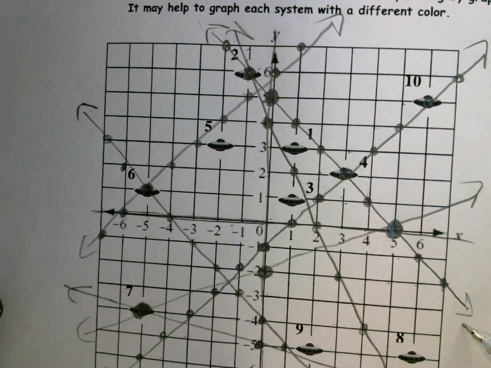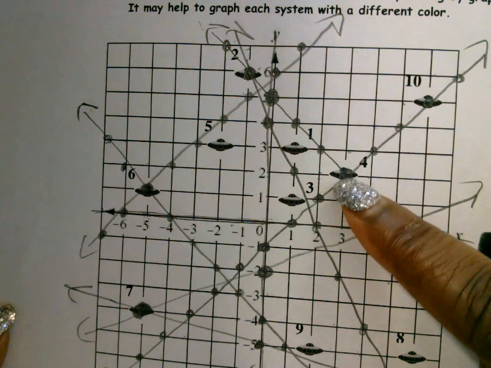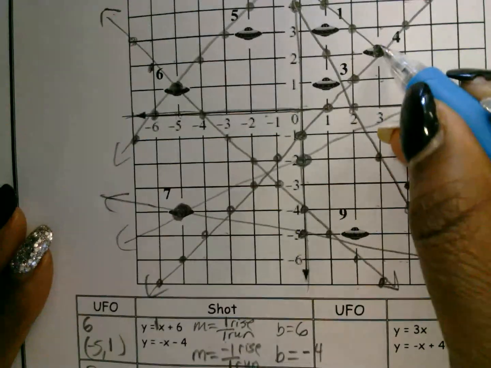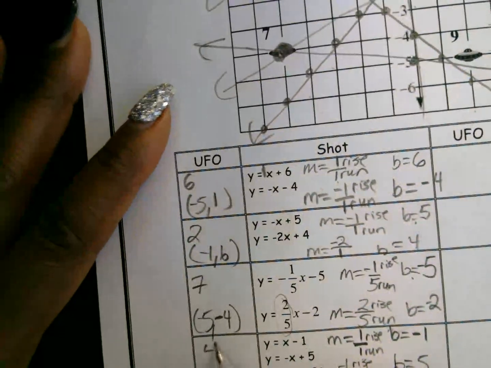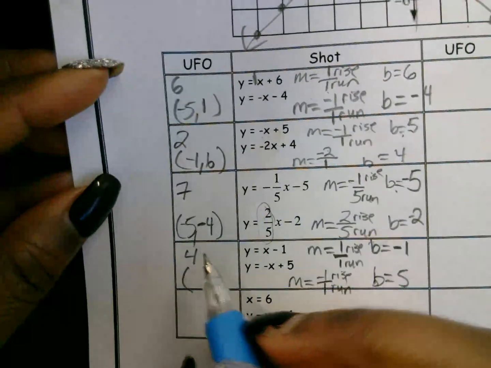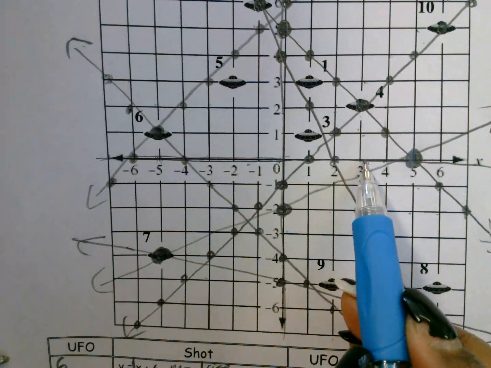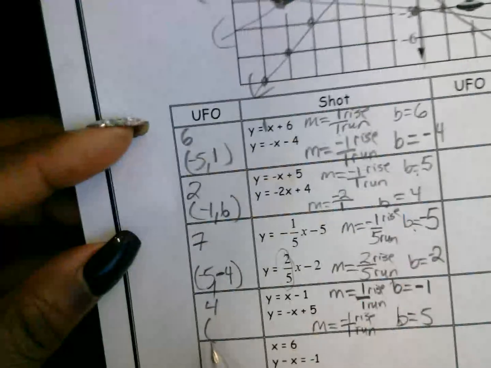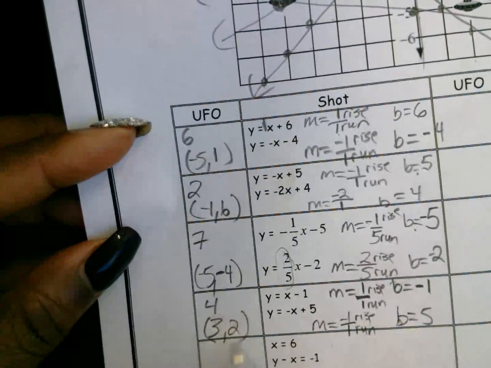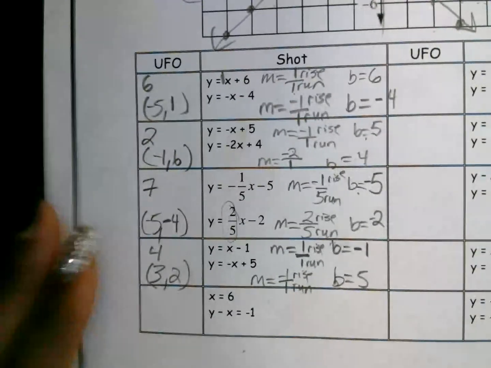Okay. So where does it cross? Which UFO do both of those lines cross? They cross at 4. 4 is the UFO. That's going to be 3, comma 2. And I want you to try the rest on your own, okay?